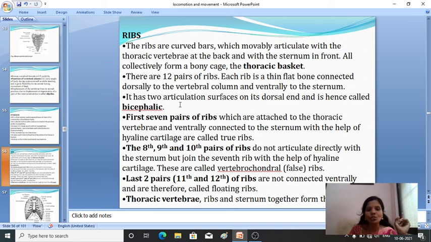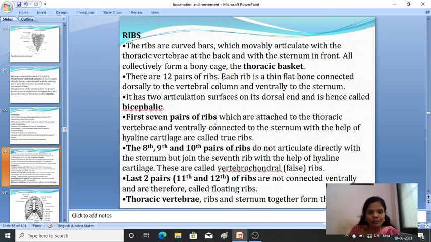It has two articulation surfaces on its dorsal end, and hence it is called bicephalic. Okay. So we'll see what the different types of ribs are. First, the 7 pairs of ribs which are attached to the thoracic vertebrae and ventrally connected to the sternum with the help of hyaline cartilage are called true ribs.